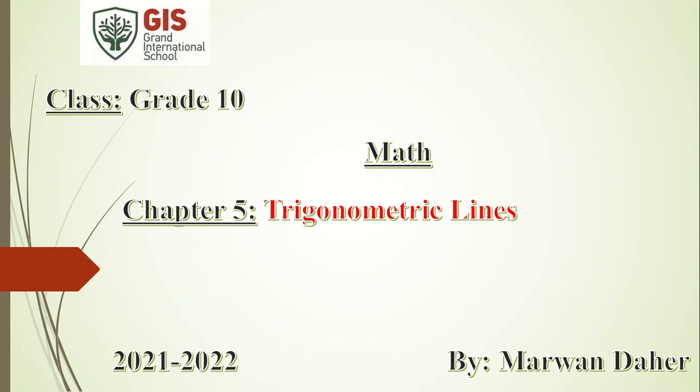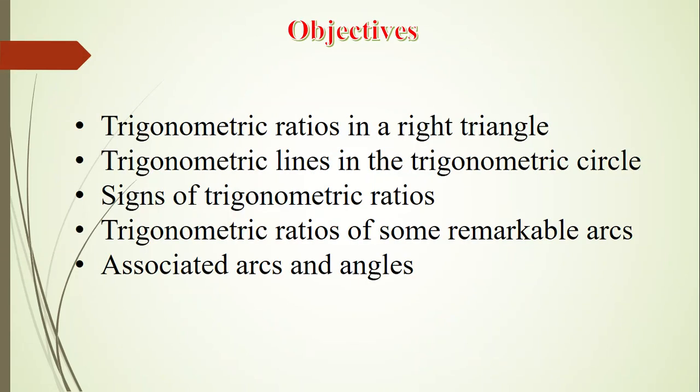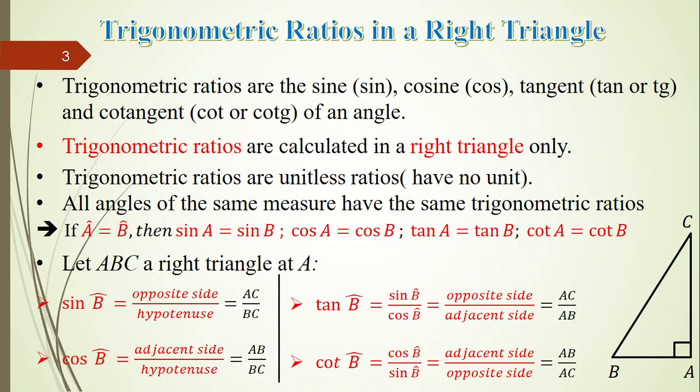Chapter 5: Trigonometric Lines. Objectives: trigonometric ratios in a right triangle, trigonometric lines in the trigonometric circle, signs of trigonometric ratios, trigonometric ratios of some remarkable arcs, associated arcs and angles. Trigonometric ratios in a right triangle. Trigonometric ratios are the sine, cosine, tangent, and cotangent of an angle.